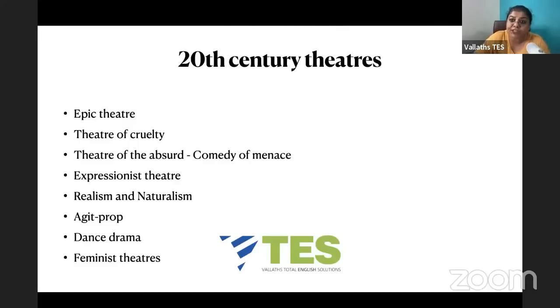Then we have agitprop theater. Agitprop means agitation propaganda. It is a highly political theater. Waiting for Lefty, have you heard? By Clifford Odets. That is agitprop theater. Agitprop theater originated in Russia because of communism.